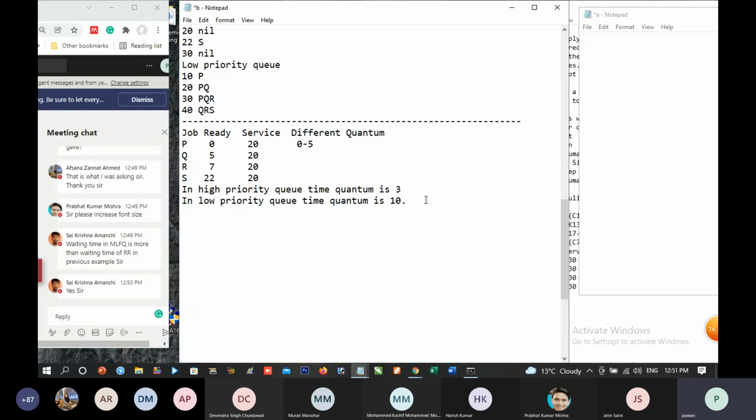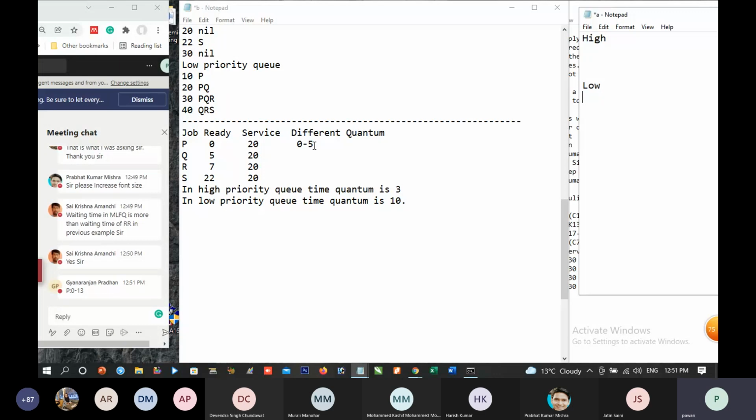Job P will be given 3 unit time. But at time t equal to 3, nothing is there. So let us see, high priority and low priority. Now, P will be given only 3 unit time, but why is P going from 0 to 13? P will be going from 0 to 5. P will be given 0 to 3, but at time t equal to 3, nothing was there, so we permitted it up to 5. At 5, job P was moved to the low priority queue. Gyan, why have you written 13? I cannot understand. Then Q will be given time 5 to 8.